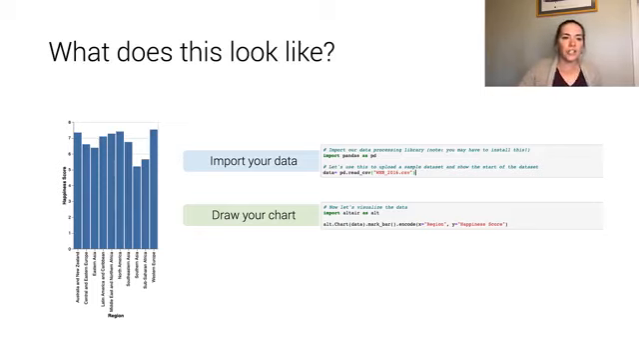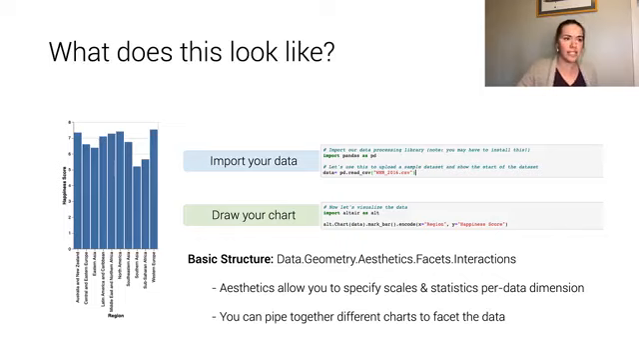So the basic structure of Altair code is essentially a series of functions joined by dot notation. So typically this looks something like starting with our data binding, then specifying our geometry, then specifying aspects of our aesthetics, faceting our data, and integrating additional interactions. When we talk about aesthetics in the context of Altair, we can specify things like our scales or our statistics on a per data dimension. So this allows us, in the context of specifying what elements we bind to which visual channels, to also specify the scales that we use to do that binding and the statistics that we want Altair to compute as part of that binding.